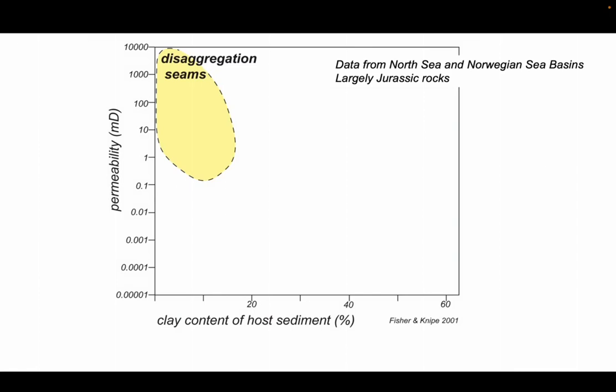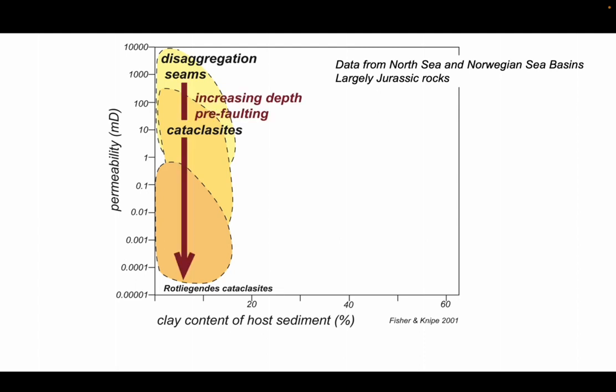So for clean sandstones that had not been deeply buried, they tended to make disaggregation seams with those really high permeabilities. Where these rocks were more deeply buried, rather than disaggregate, the fault zones showed grain cataclasis, and these have got a reduced permeability. And finally, really deeply buried rocks from the Rotliegend with the cataclasites there have got really low permeabilities. So as the pre-faulting depth of these materials increases, then the fault rocks show radically reducing permeabilities.